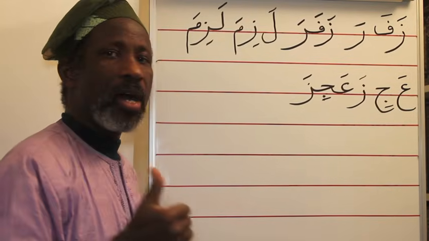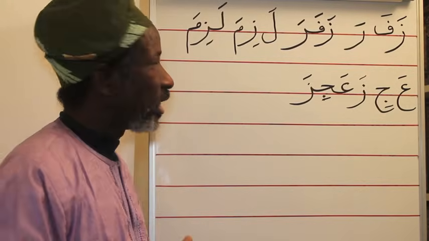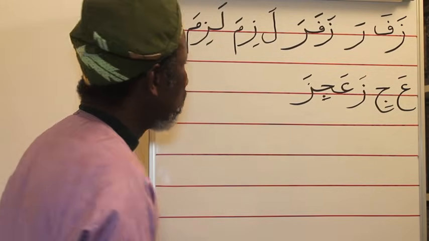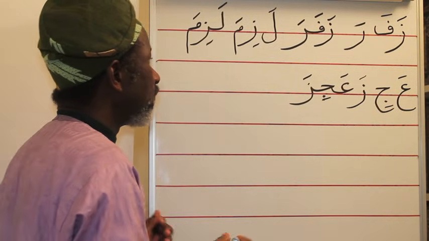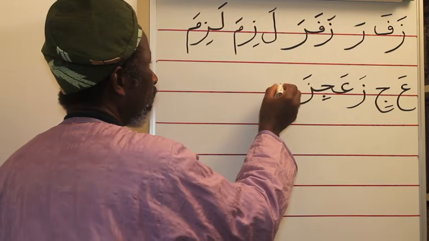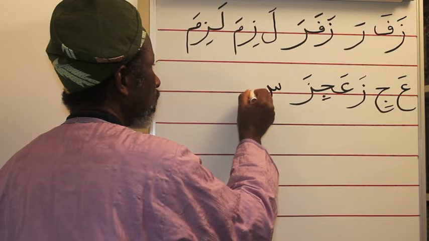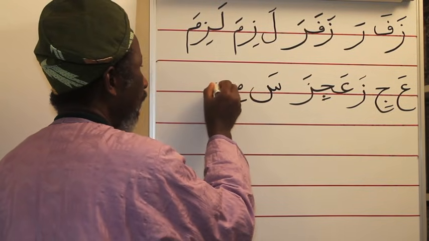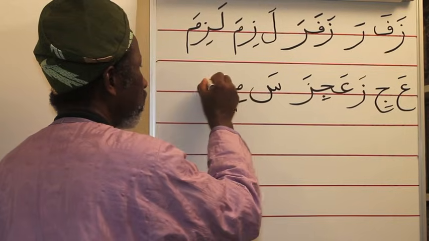So we've done ra, zayn, ra. The next letter is sin. Sin, the beginning, sami'a. Sa, mi, a. Sami'a.